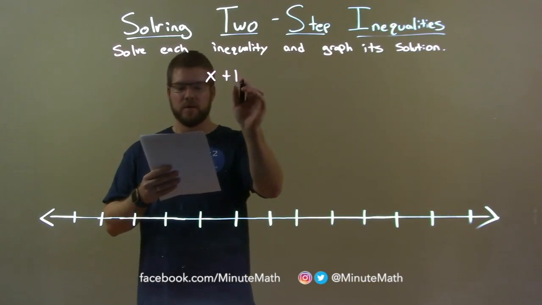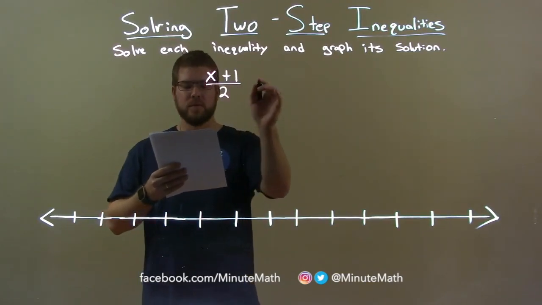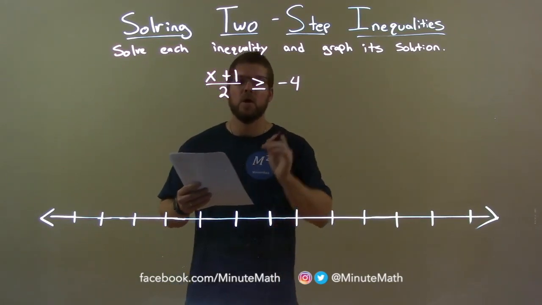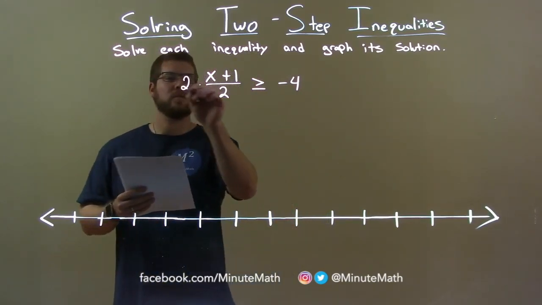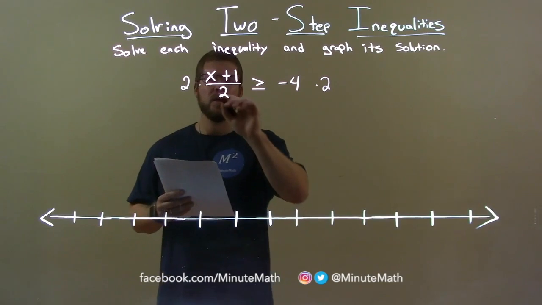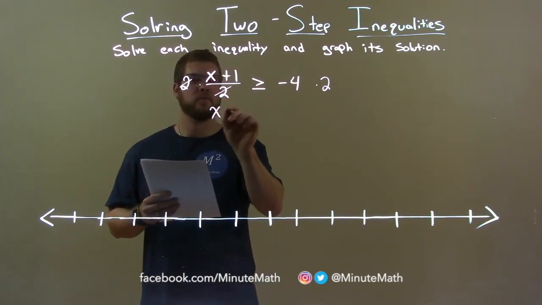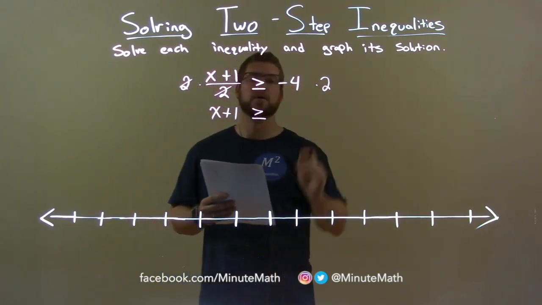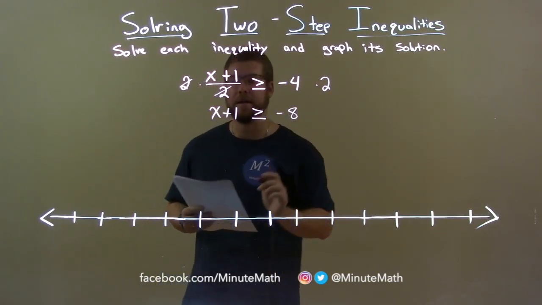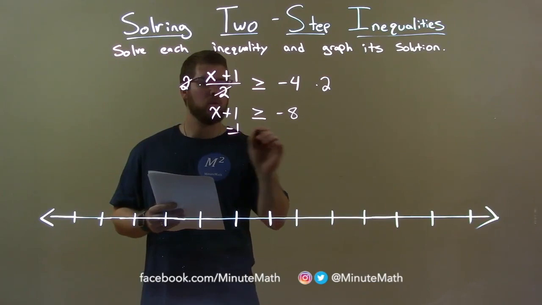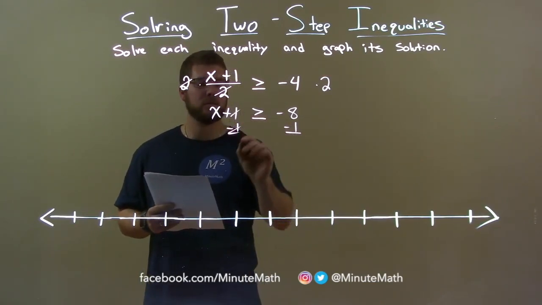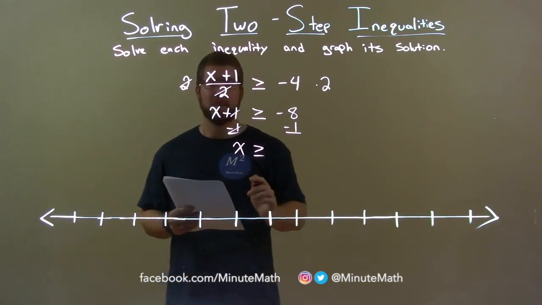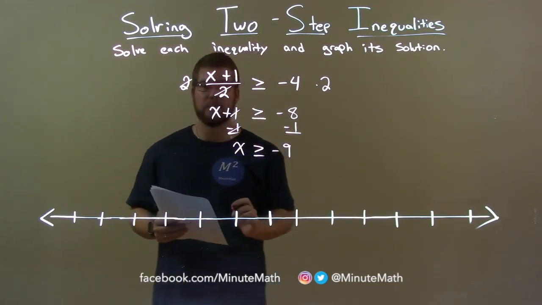X plus 1 over 2 is greater than or equal to negative 4. First thing I want to do is multiply 2 to both sides. 2's cancel here, and I have x plus 1 on the left. Still greater than or equal to, but negative 4 times 2 is negative 8. Now I want to subtract a 1 from both sides, and x is completely by itself. Still greater than or equal to, but negative 8 minus 1 is negative 9.